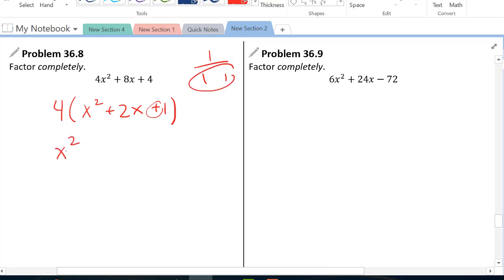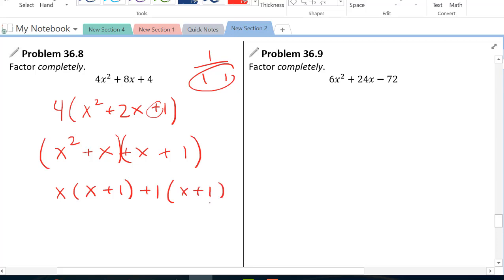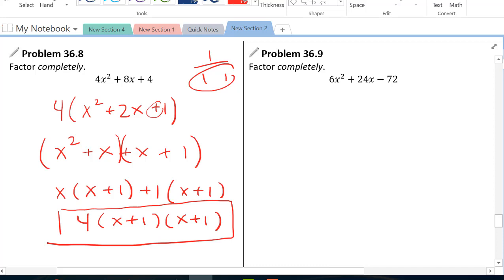So 1 and 1. So what am I gonna get? X squared. 4 goes on vacation. Bring down the x squared, plus x, right? Because I gotta make 2x, so it must be x plus x. Plus 1. Group. What can I factor from the first two? X. What's left over? X plus 1. What can I factor from these two? Nothing. So I gotta pull out a plus 1. I get x plus 1. What's in common? X plus 1 times x plus 1. Bring down the 4. There you go. Always forget to bring down your friend, the 4 that you factored out, the GCF, right?